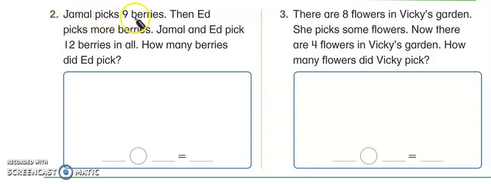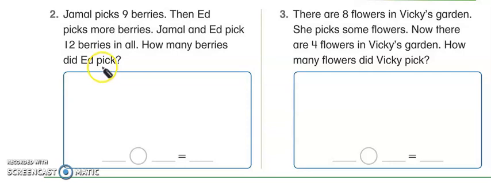So Jamal picks 9 berries. Then Ed picks more berries. Jamal and Ed pick 12 berries in all. How many berries did Ed pick? So I'm going to read it again, and I'm going to underline certain things that are going to help me figure this out. And we're going to think about strategies that we can use in order to solve this problem.